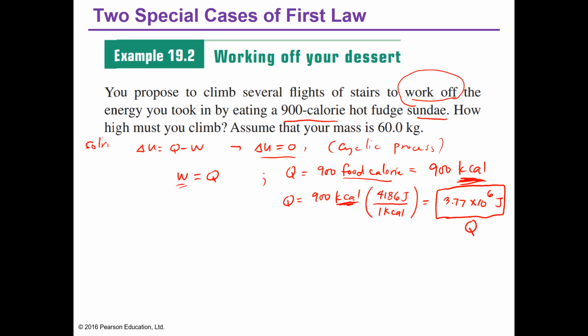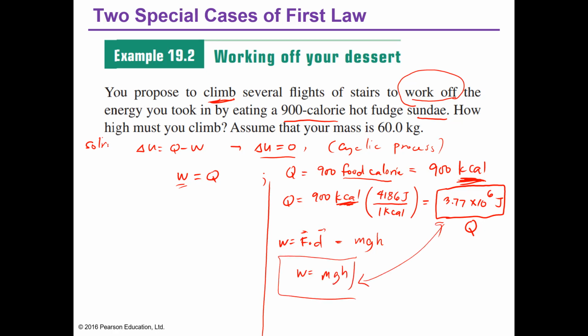Kung unsa ang work nga gi-assign ng system. We have to take note that work is just the dot product of force and displacement, okay? And ang force nga naa sa imong system, since nag-climb ka pataas, ang force lang nga naa diri is only the gravitational force. And we know gravitational force, your force is just mass times gravity, and the distance is this height h. So this will be my work. Work is equal to mgh. Equating these two, mgh is equal to 3.77 times 10 to the 6 joule.